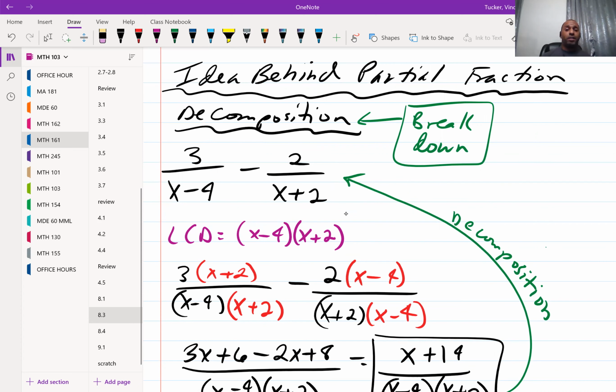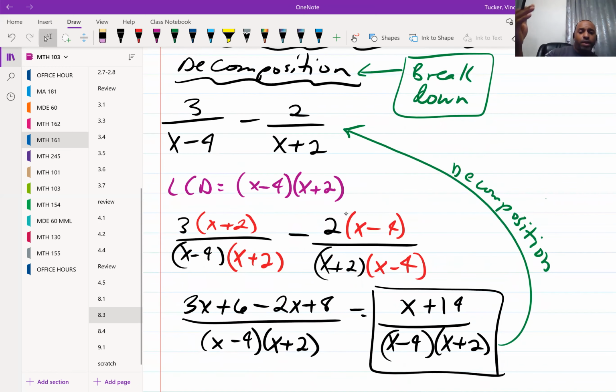If we want to subtract these rational expressions, the first thing you want to do is find your common denominator. That's x minus 4 times x plus 2. Then from there, you're going to multiply top and bottom of each fraction based on what's not in your LCD. Here, x plus 2 was not in this denominator, but it was in the LCD, so we multiply top and bottom by that. Here, x minus 4 was missing, so we multiply top and bottom by that. Then we do our distribution of the 3, distribution of -2, combine our like terms, and that will give us x plus 14 over x minus 4, x plus 2.